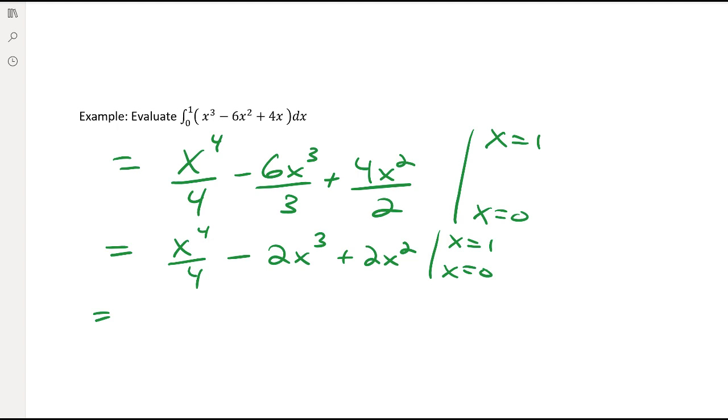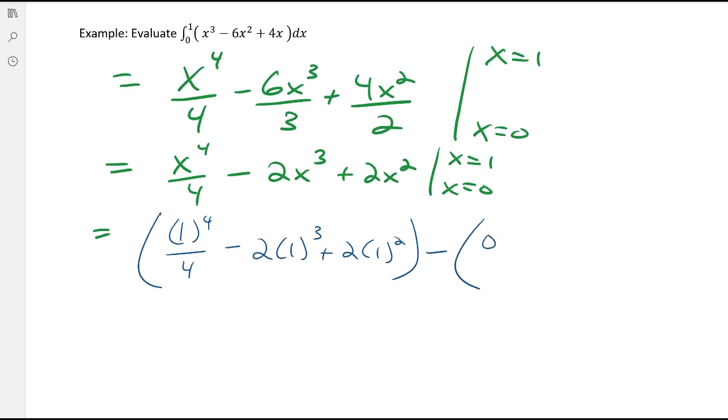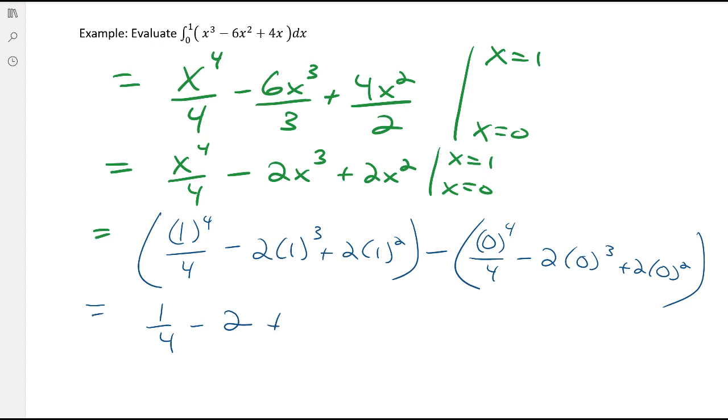All right, what do we plug in first for x? Uno. 1 to the fourth over 4 minus 2 times 1 cubed plus 2 times 1 squared. That's minus the quantity. Can't stress it enough. Put it in parentheses. 0 to the fourth over 4 minus 2 times 0 cubed plus 2 times 0 squared. Okay. We got 1/4 minus 1 cubed is 1 times a negative 2, so minus 2. Plus 2 times 1 squared. 1 squared is 1 times 2 is 2.